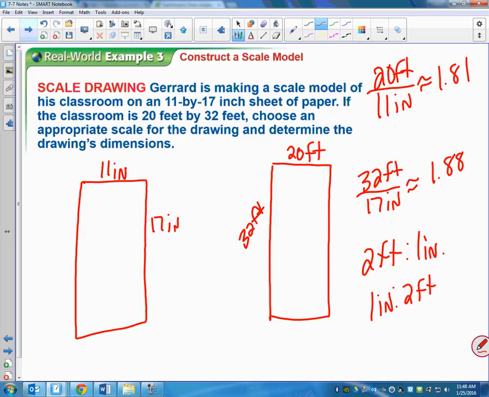How many inches would I need to fit 32 feet? How'd you get that? So wouldn't this equal 16 inches? Would that fit on my 17 inches? And how many inches would I need for 20 feet? 10. So I really would have an extra inch to spare to do that. It is drawn to scale. It just doesn't fit the whole paper, right?